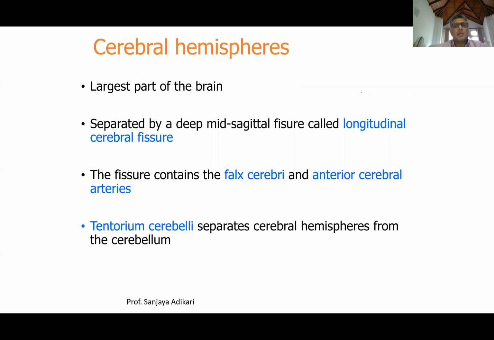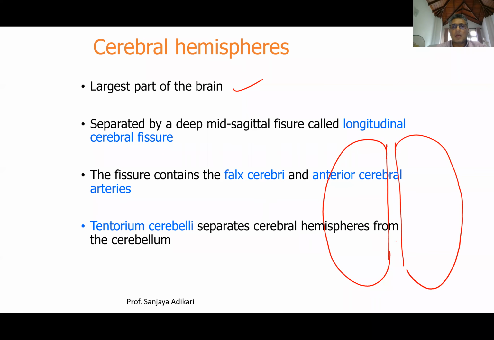Then if you look at the cerebral hemisphere itself, part of the cerebrum, as a separate part, that is the largest again, if you take it as a totally separate part. Then the two cerebral hemispheres are separated from each other by a mid-sagittal fissure called the longitudinal cerebral fissure. Now, if you look from above, this is how you see the two cerebral hemispheres. One side is like that, then the other side is like this. So the longitudinal cerebral fissure is this one.